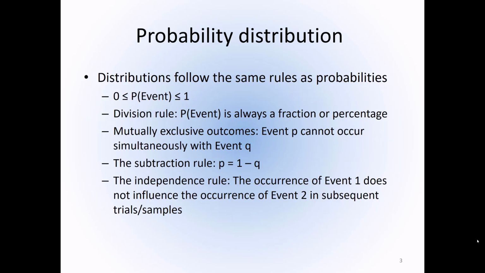Now, the binomial distribution is just one of many probability distributions, and these follow the same rules as probabilities that we're aware of. Probabilities need to be between 0 and 1, and they're always a fraction or a percent. One event cannot occur simultaneously with another event, and if we know the probability of one event, well, then we can determine the probability of another event. And the occurrence of one particular event during one trial or one sampling period doesn't influence the occurrence of another occurring in a different trial or a different sampling period.